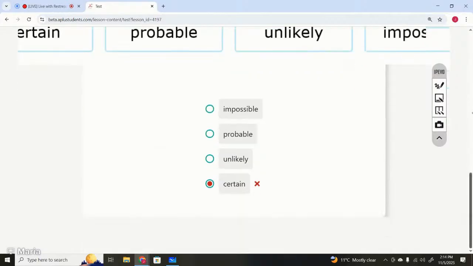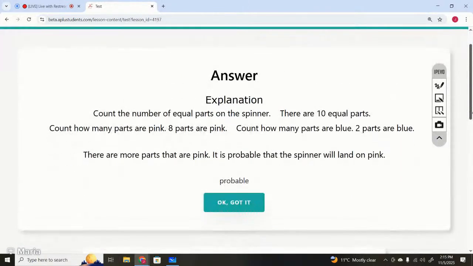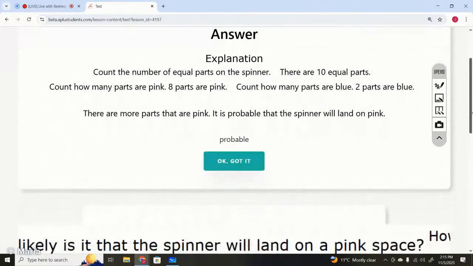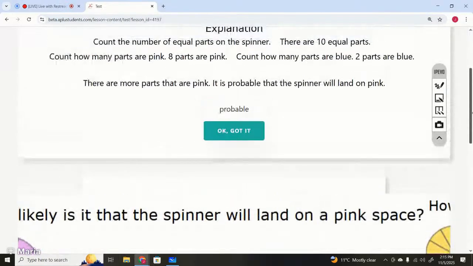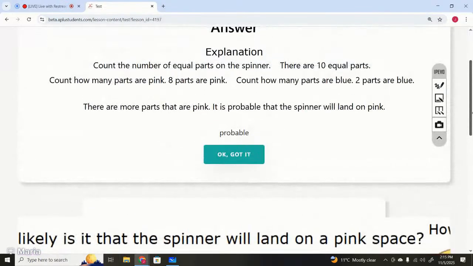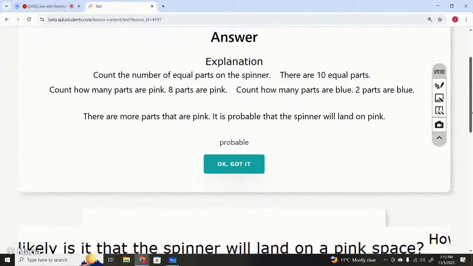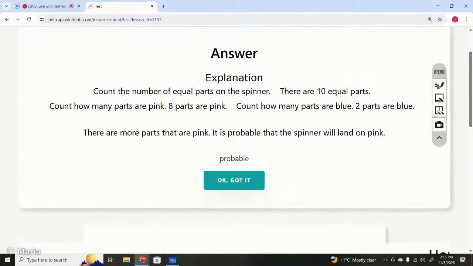Okay, let's see which is the spinner now. Count the number of equal parts of the spinner. There are 10 equal parts. Wait, let me inform the administrator we can't see the spinners, so that they can fix this as soon as possible and we can work on this.